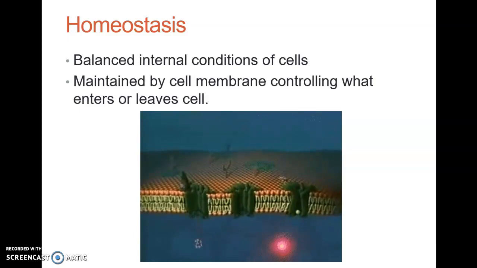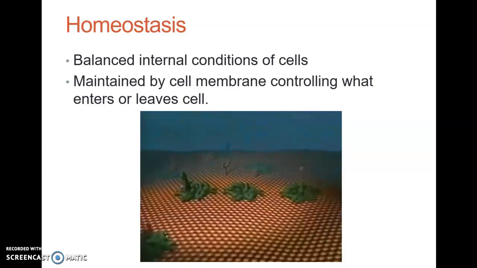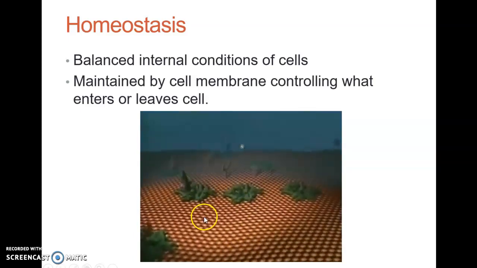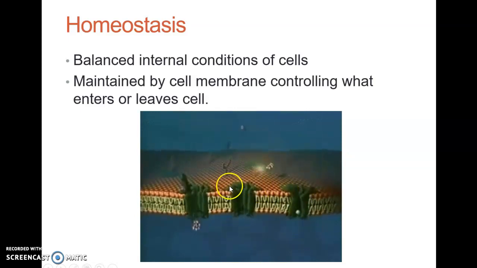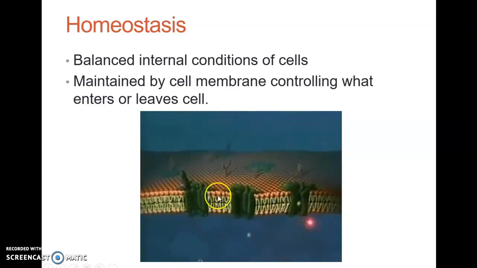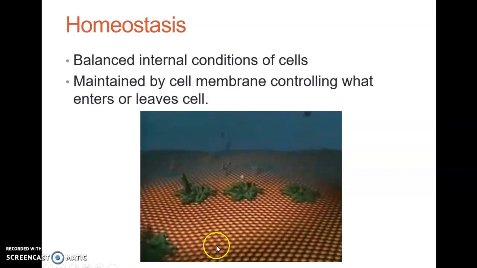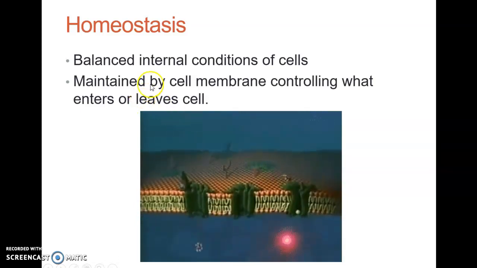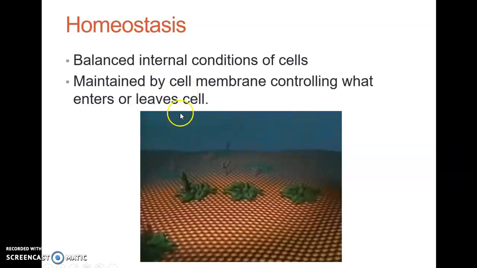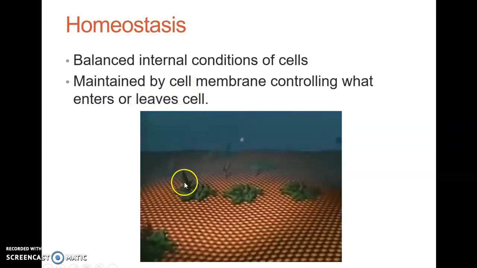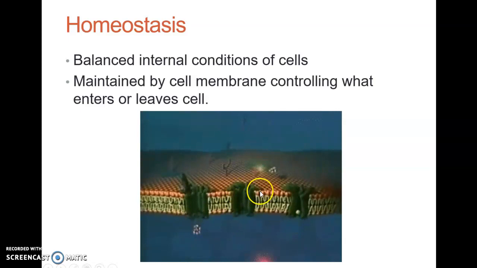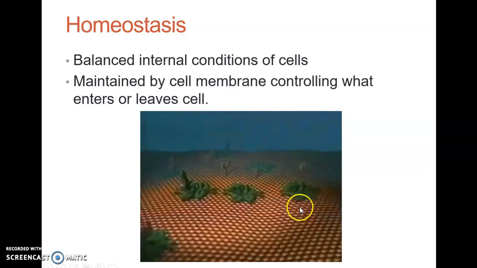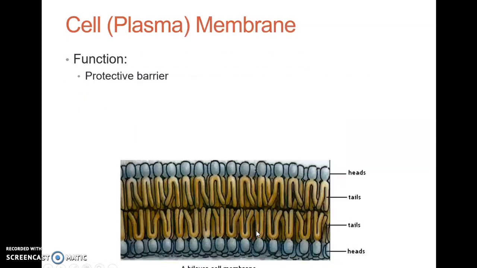So homeostasis is the balanced internal conditions of cells. You can see some things are bouncing off and some things are actually allowed into the cell. This is outside the cell, and then the darker blue is inside the cell. And it's maintained by a cell membrane controlling what enters or leaves the cell. So these are your proteins. And you can see some things are allowed through and some things are not.